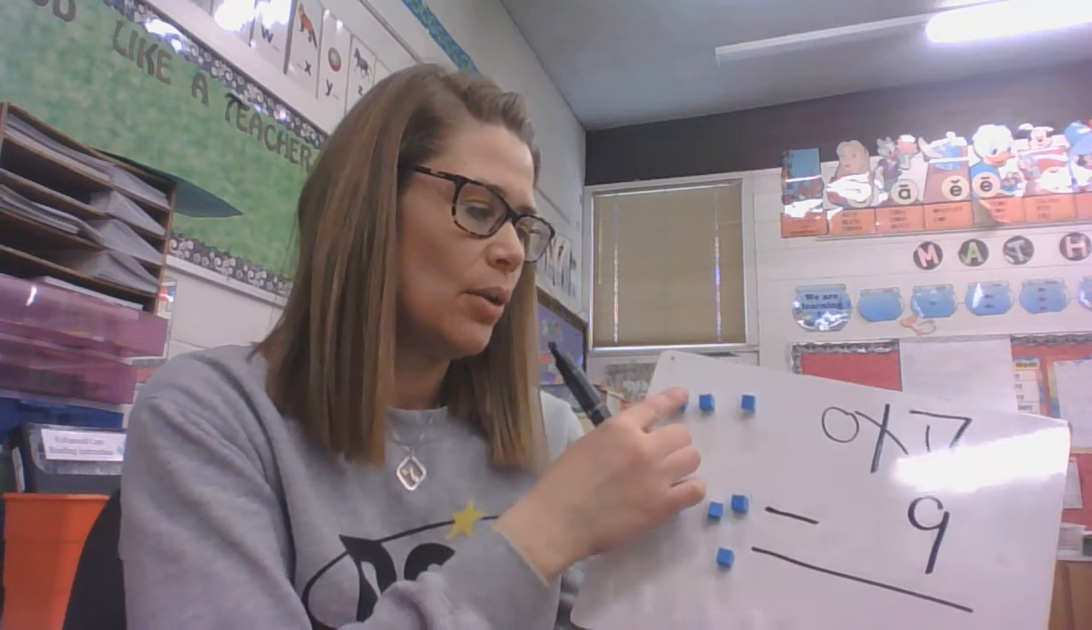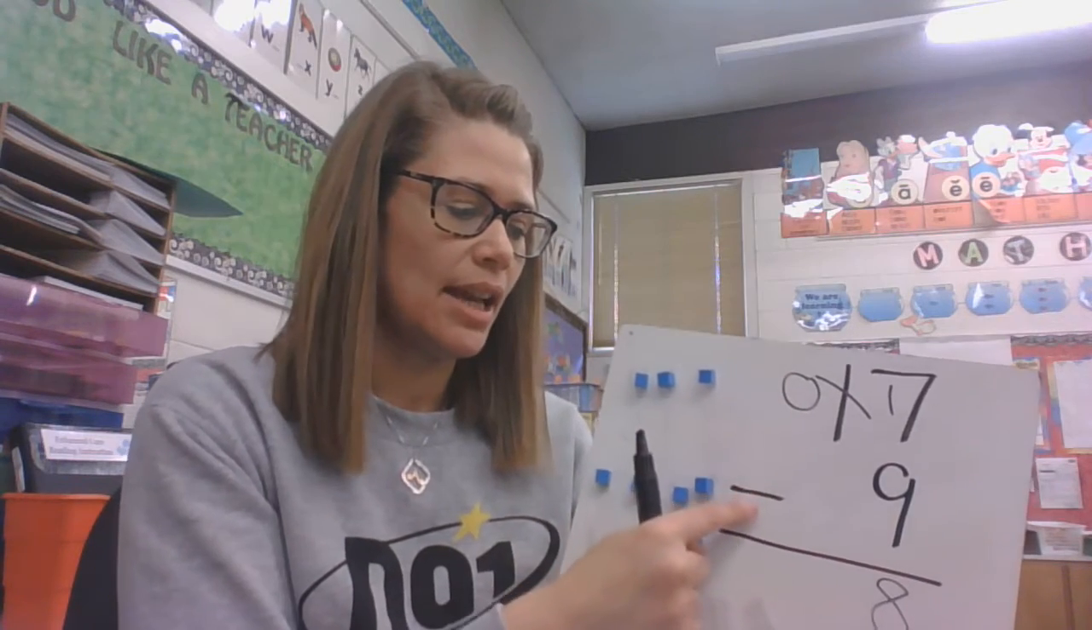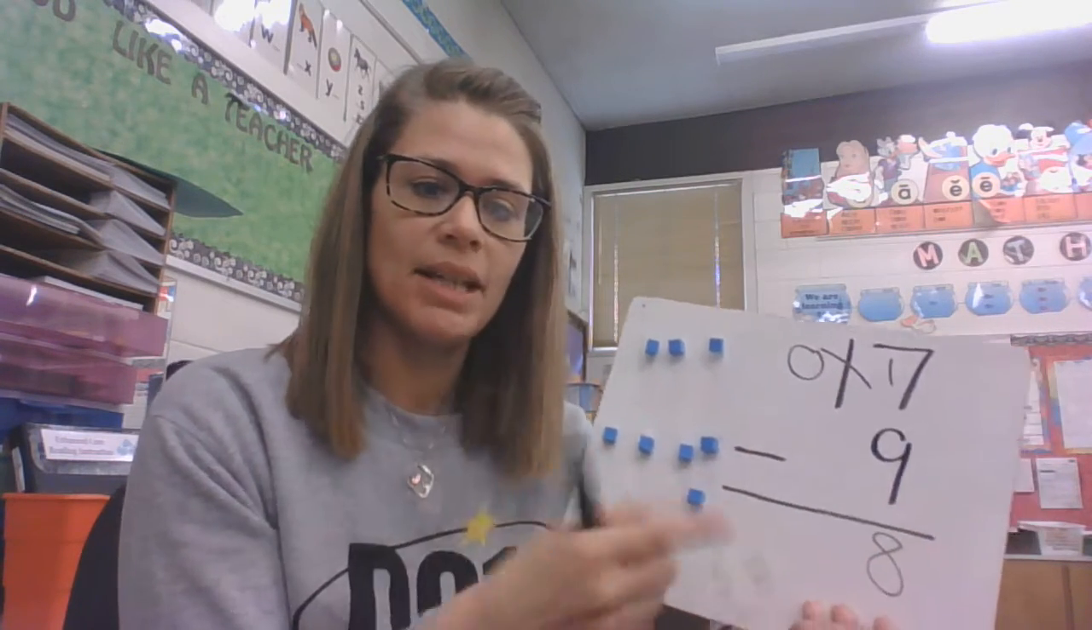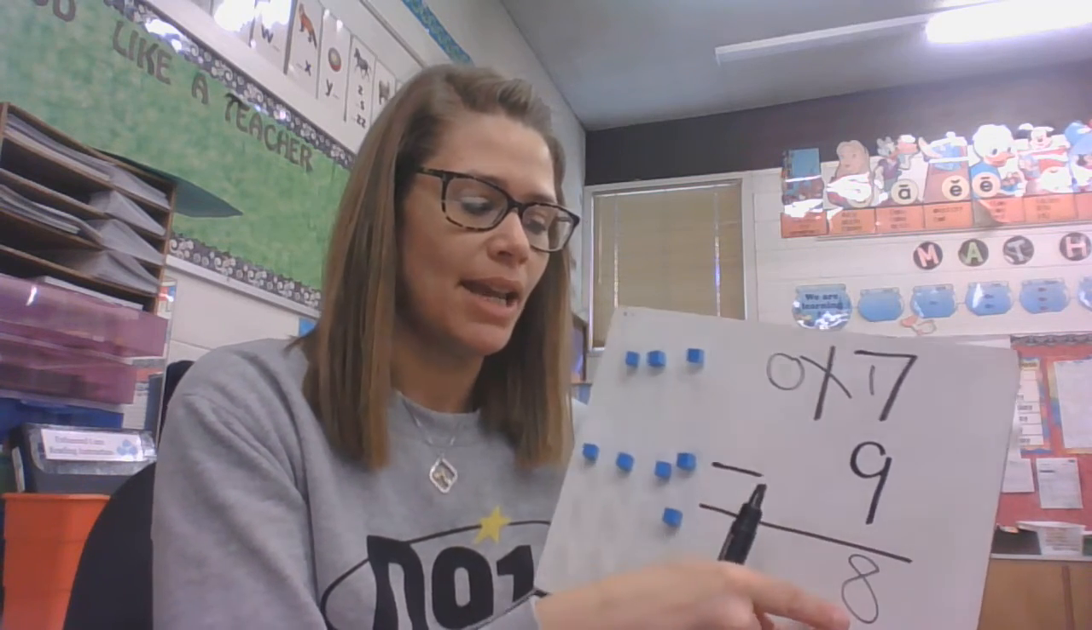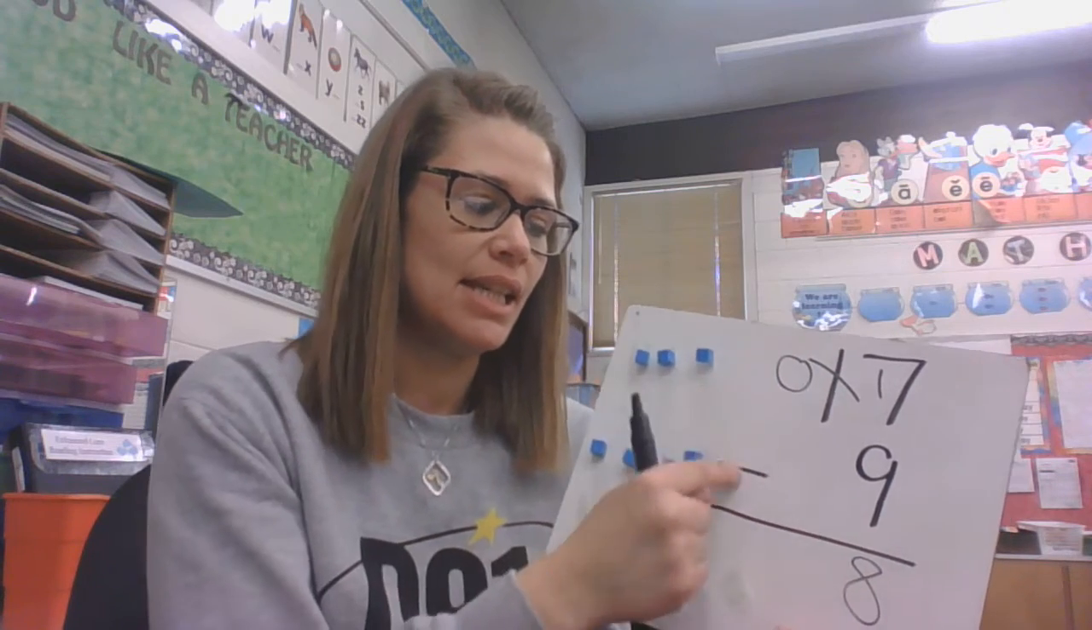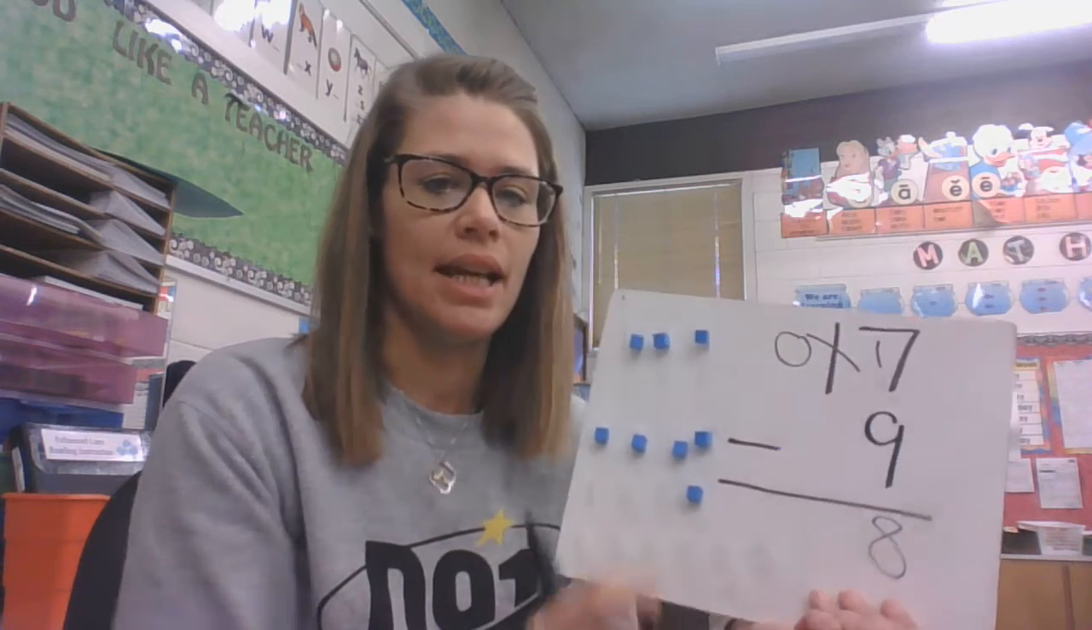Okay, so I had 17 ones. I took away 9 ones. How many ones are left? 1, 2, 3, 4, 5, 6, 7, 8. Okay, and then I have 0 tens, and I'm not taking away any tens. So how many tens do I have? 0. Do I need to put a 0 here? I don't need to put the 0 before because my answer is just 8. I have 17. Take away 9 equals 8.